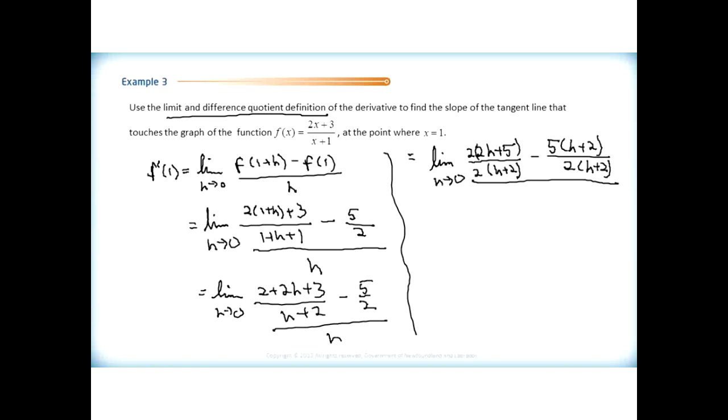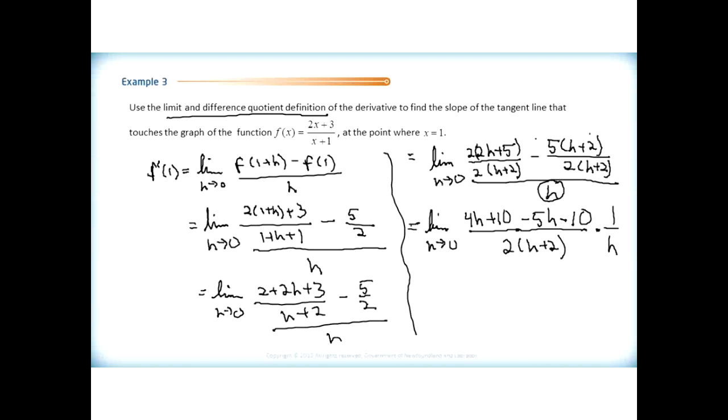And all that's still divided by h. So we can put this stuff together now and have the limit as h approaches 0 of 4h plus 10 over, subtract 5h, and we're going to subtract both terms here. So minus 5 times 2 is 10, and that's all over 2 outside of h plus 2. And instead of dividing by h now, I'm just going to multiply the whole thing by 1 over h. Make it a little simpler.